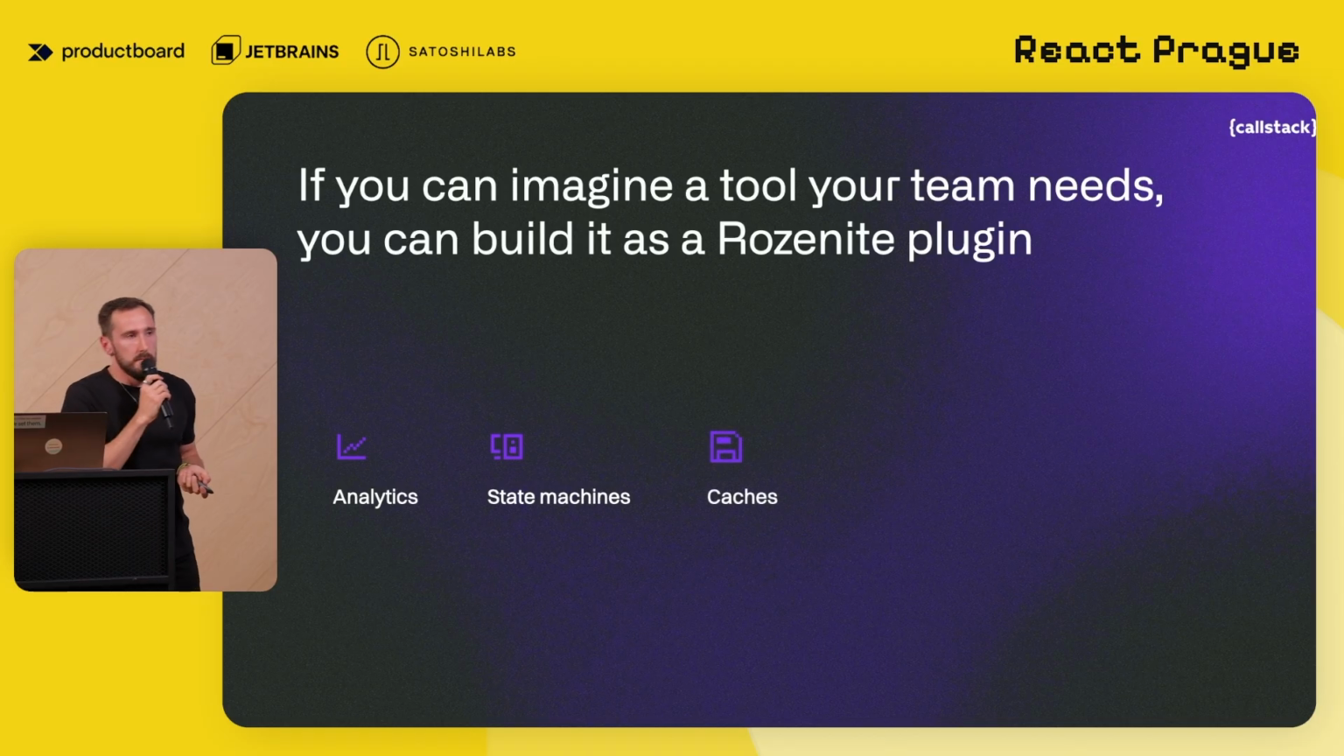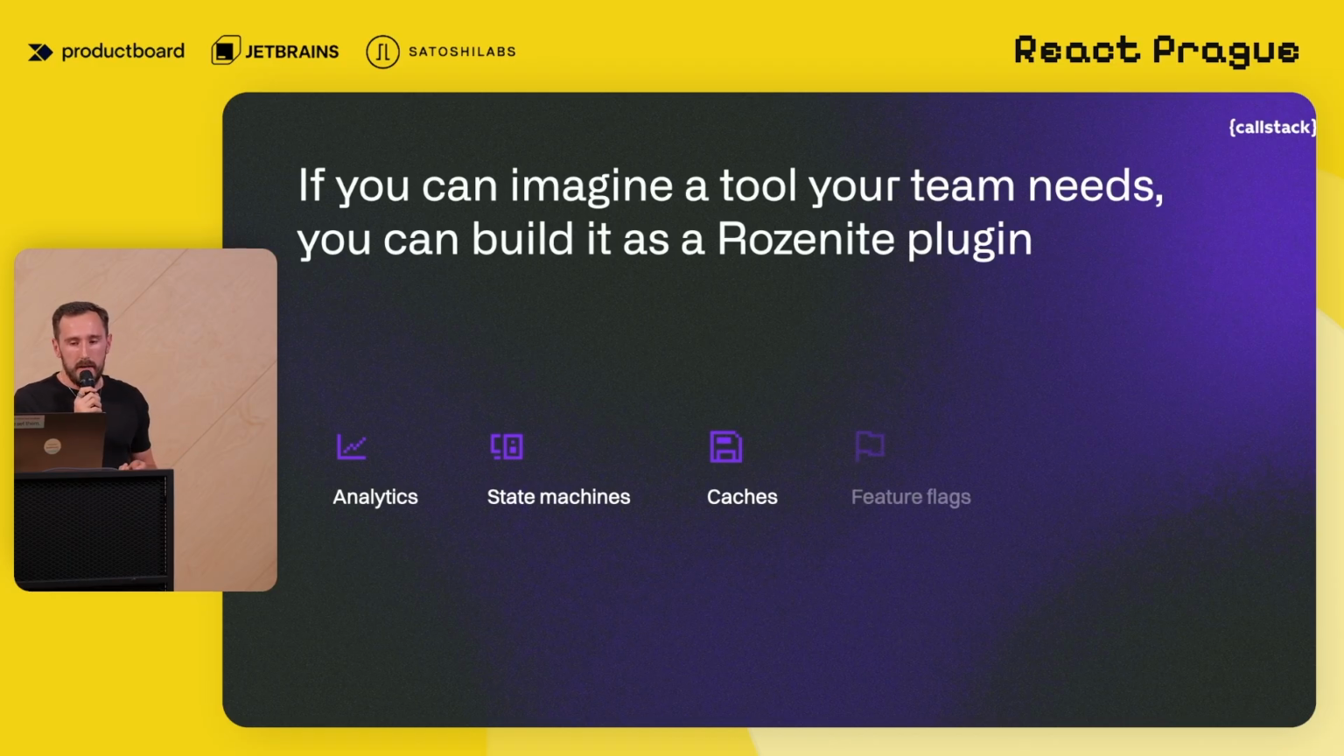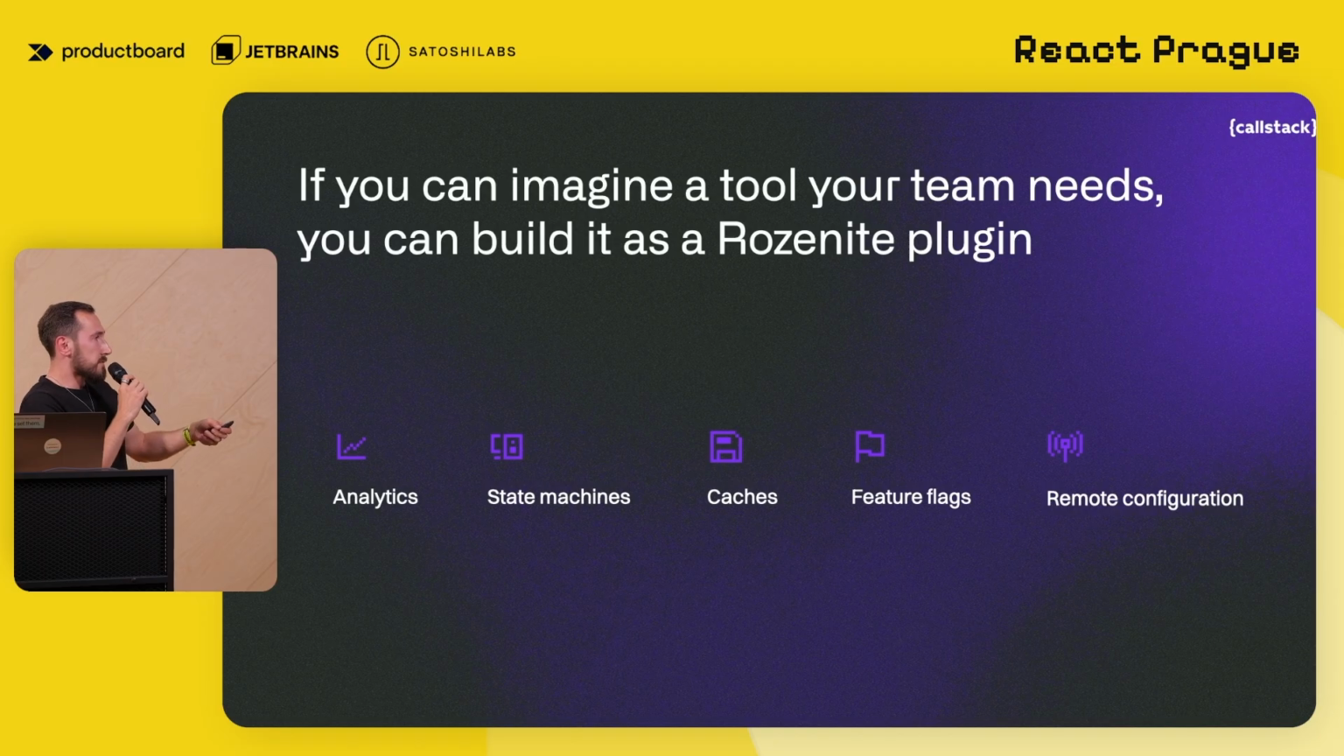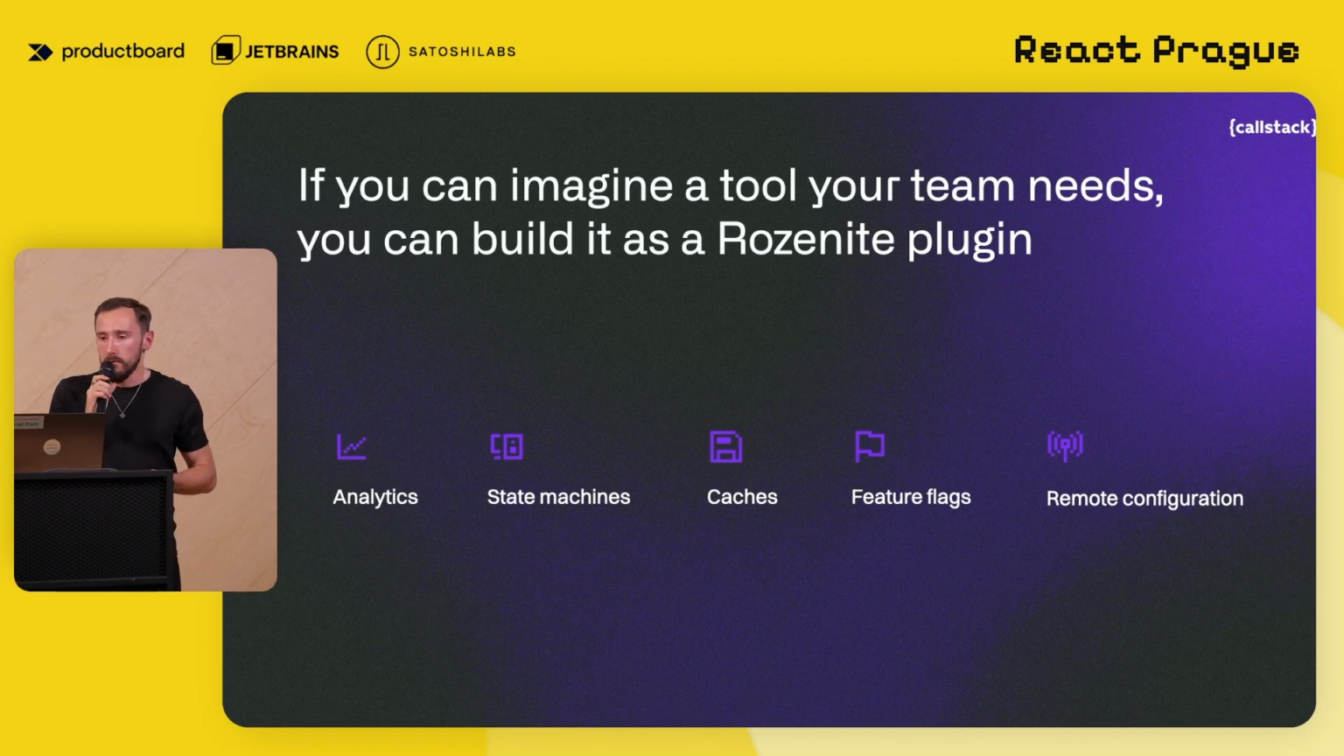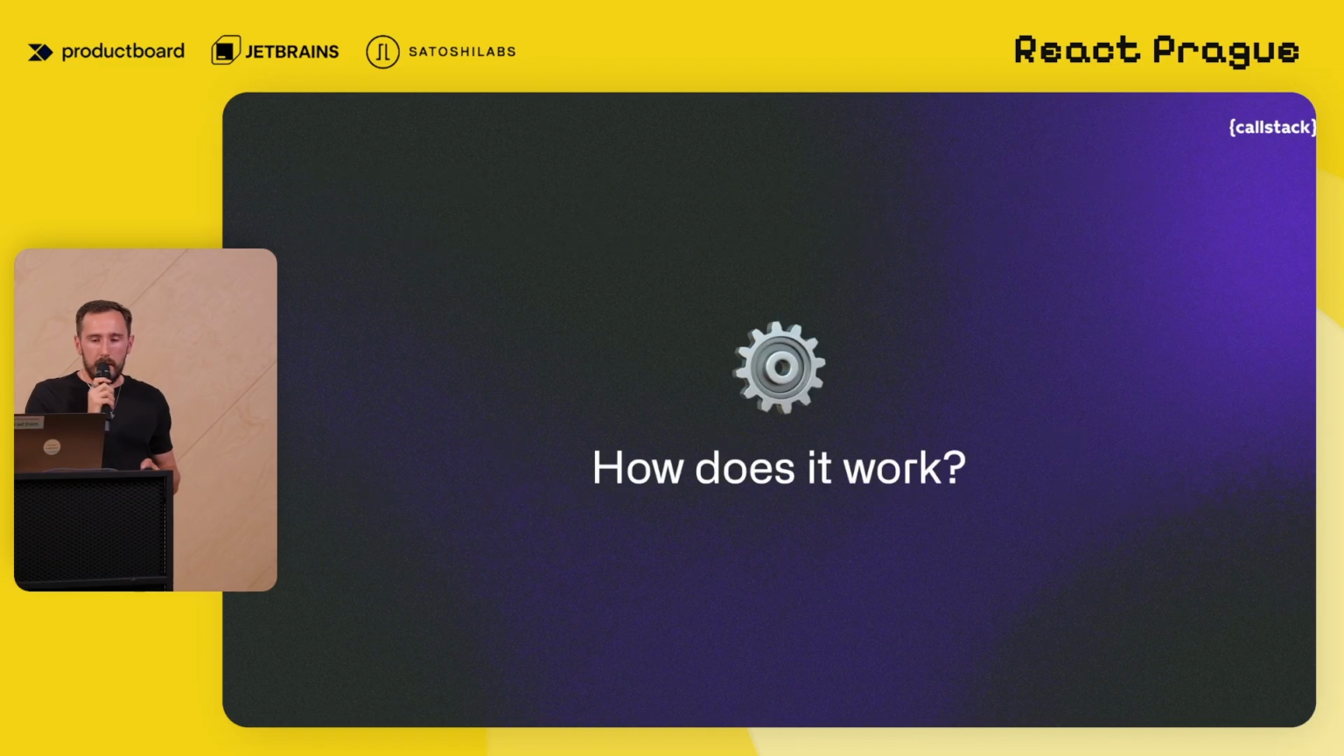Caches, which is simple because we already spoke about React Query. Yeah, exactly, this is basically this case. Feature flags, because pretty much every app uses feature flags, so you can use Rozenite to display UI for those feature flags and interact with them, switch them, toggle them as you wish. Plus something like remote configuration. So if you fetch some configuration from something like Firebase config, you can also see it in Rozenite if you build a plugin for yourself.